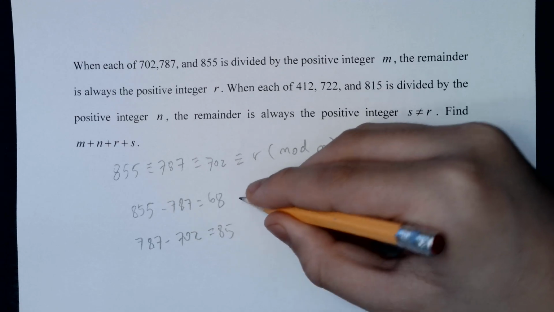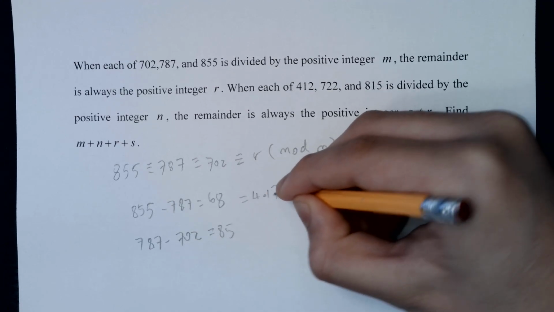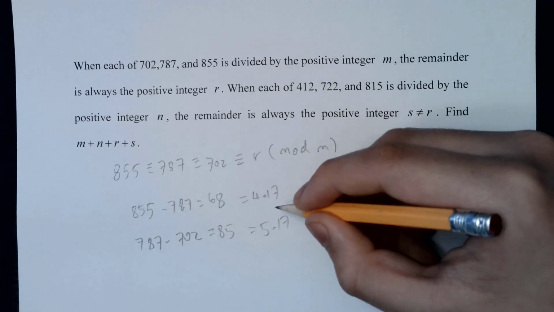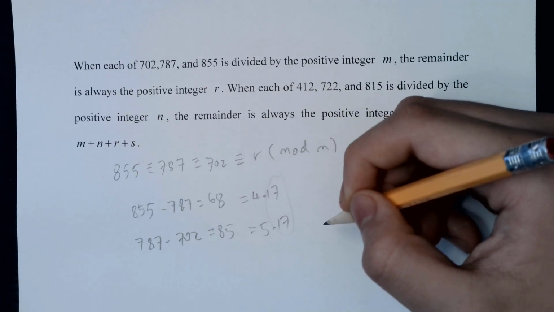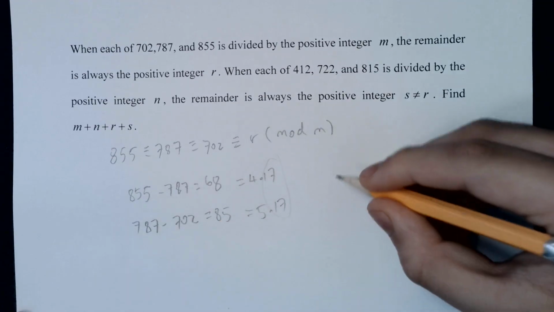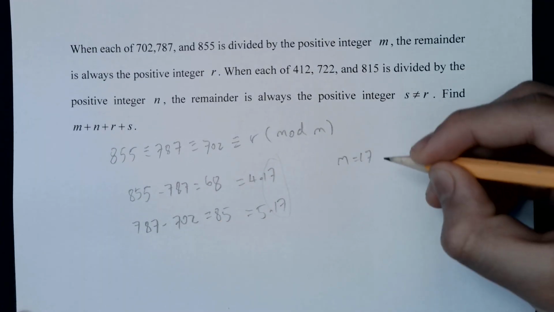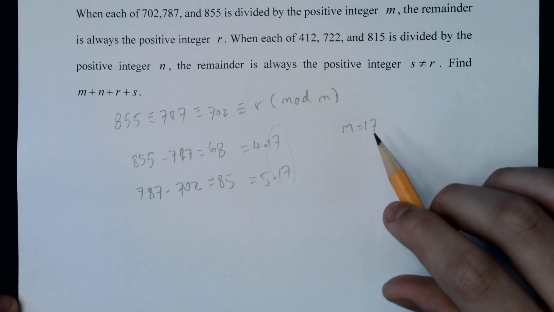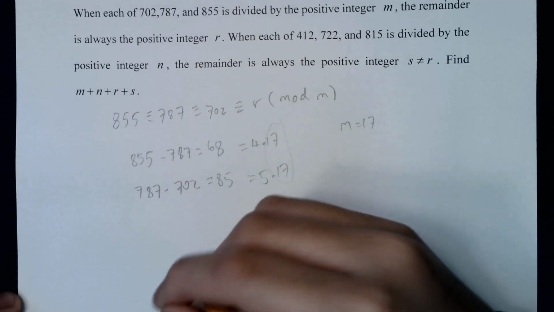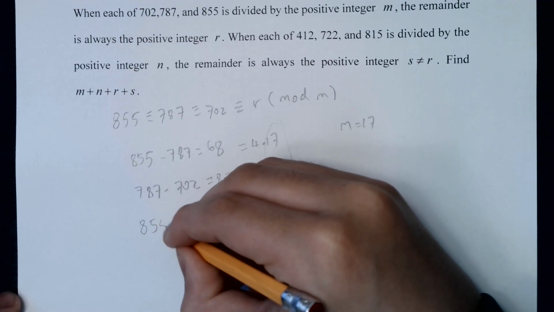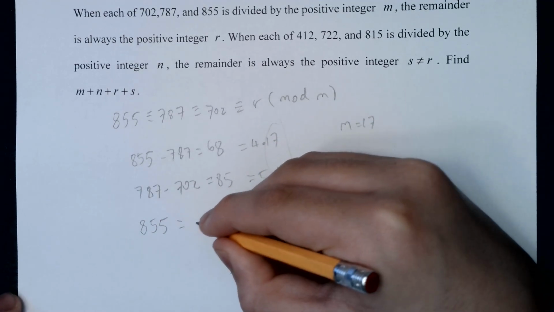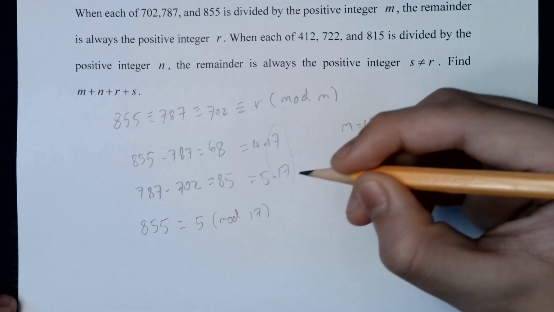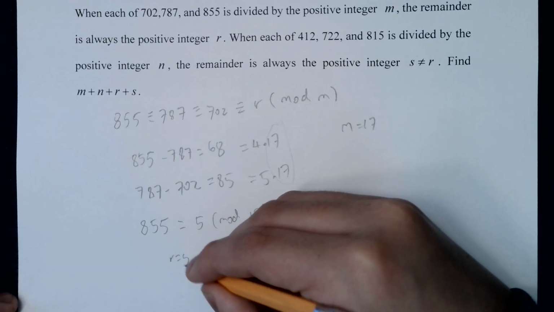Now we can factor these, so we see that 68 is going to be 4 times 17, and 85 is going to be 5 times 17. So we can see that they have a common factor here, which is 17. So we can safely assume that m is going to be 17 in this case. Now, we're going to plug m equals 17 back into here, and after doing some multiplication, we would find that 855 is going to equal 5 modulo 17. So we know that r is going to equal 5.